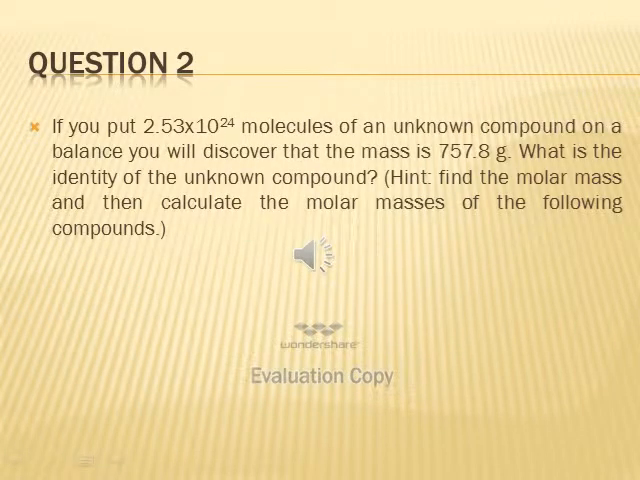If you put 2.53 times 10 to the power of 24 molecules of an unknown compound on a balance, you will discover that the mass is 757.8 grams. What is the identity of the unknown compound? Hint: find the molar mass and then calculate the molar masses of the following compounds.